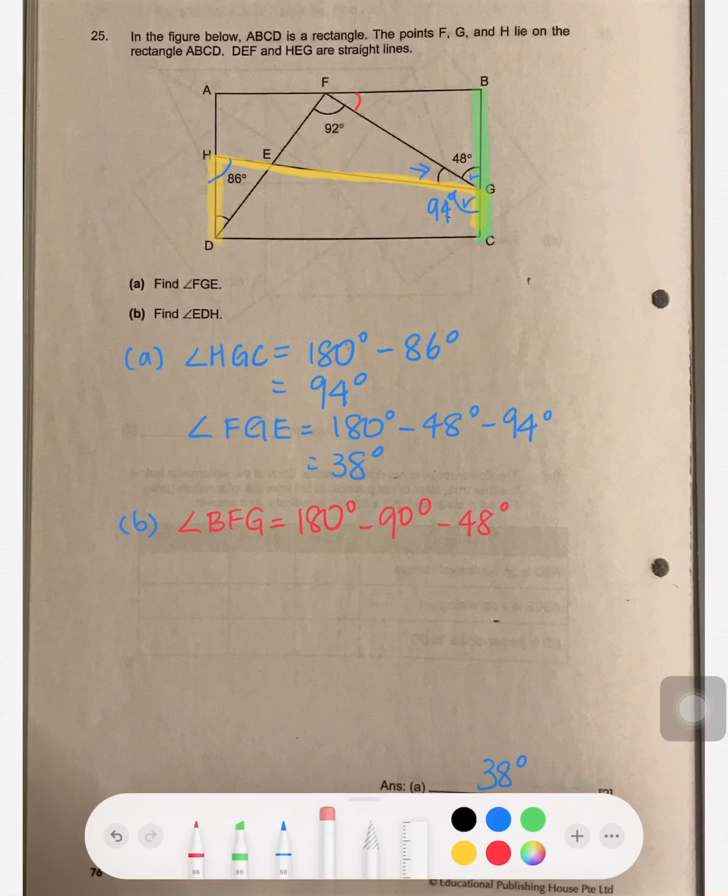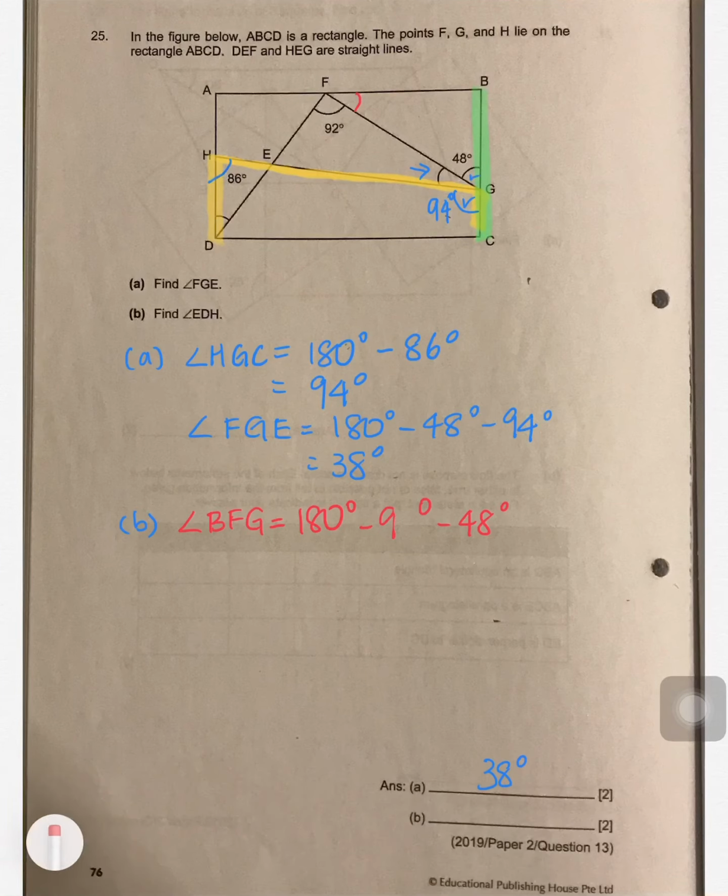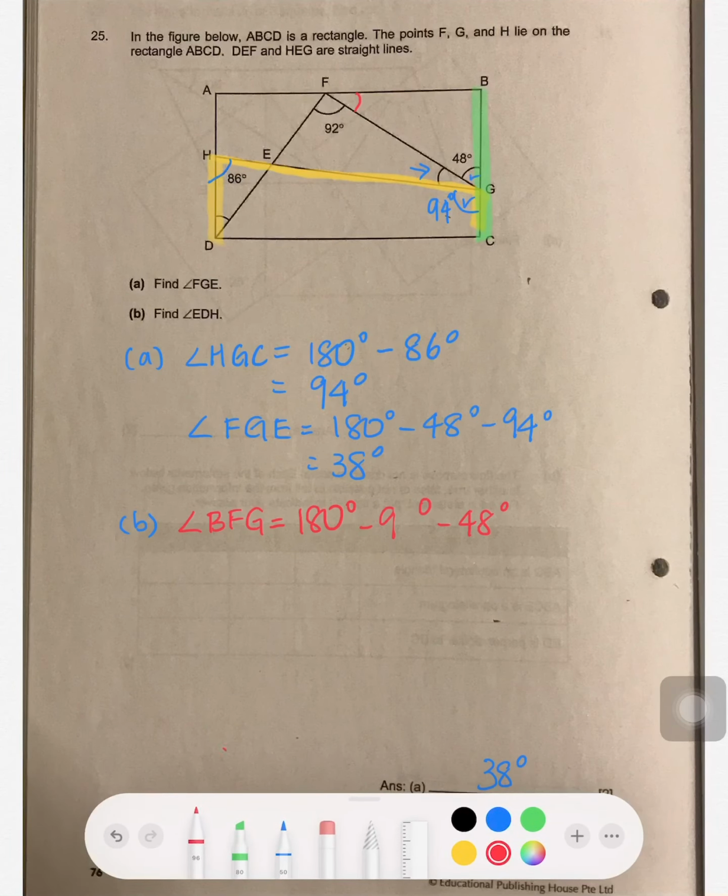Okay, I'll try to be a little bit more clear here. Alright, so that would give me 42 degrees. So BFG here is 42 degrees because the sum of angles in a triangle is 180, whereas we already know clearly that this has to be 90 degrees since ABCD is a rectangle.